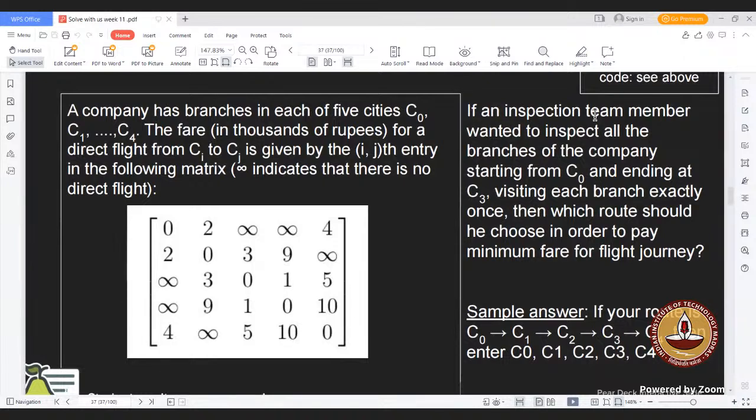If an inspection team member wanted to inspect all the branches of the company, starting from C0 and ending at C3, visiting each branch exactly once, then which route should he choose in order to pay minimum fare for this flight? And a sample example is given: if your route is C0, C1, C2, C3, C4, then enter C0, C1, C2, C3, C4. It is also clearly mentioned that you can visit a node only once.